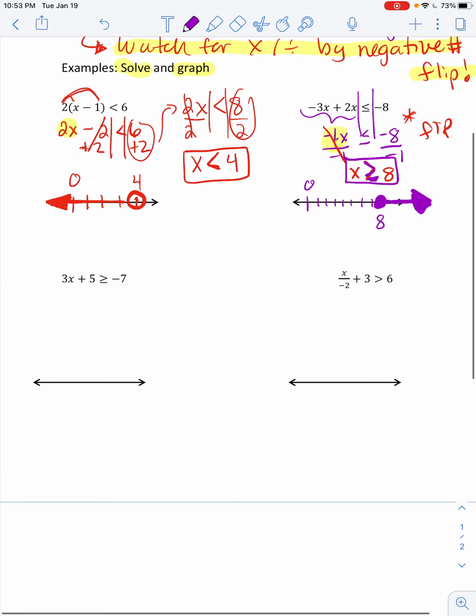Alrighty. What about here? I don't have parentheses, so I don't need to distribute. I don't have x's all throughout the problem, so I don't have to do combining. So I really can start on my third thing. I need to keep the 3x together until the very end. So to get rid of my plus 5, I use a minus 5. Now, I'm just subtracting. I'm not dividing, so I don't do any flipping or anything. I've got my 3x. I keep my greater than or equal to.